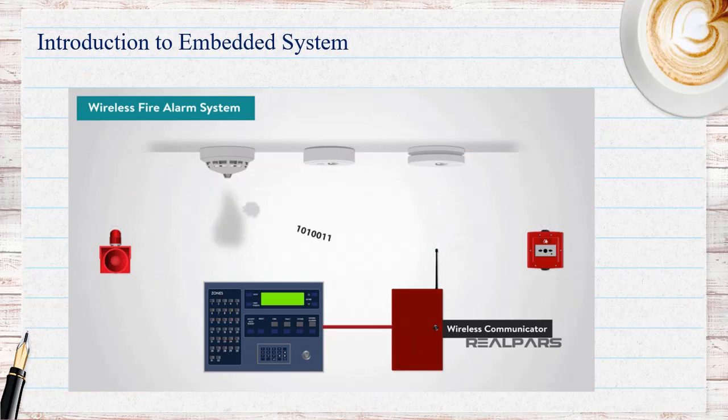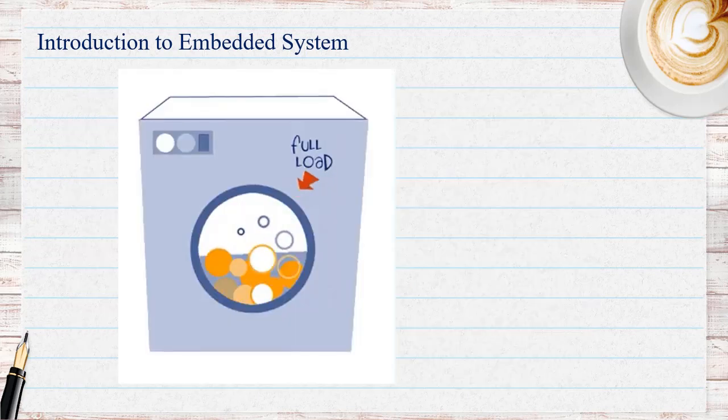For example, a fire alarm is an embedded system, and it will sense only smoke. Consider a washing machine, which is an automatic clothes washing system. So an embedded system will perform some specific task.